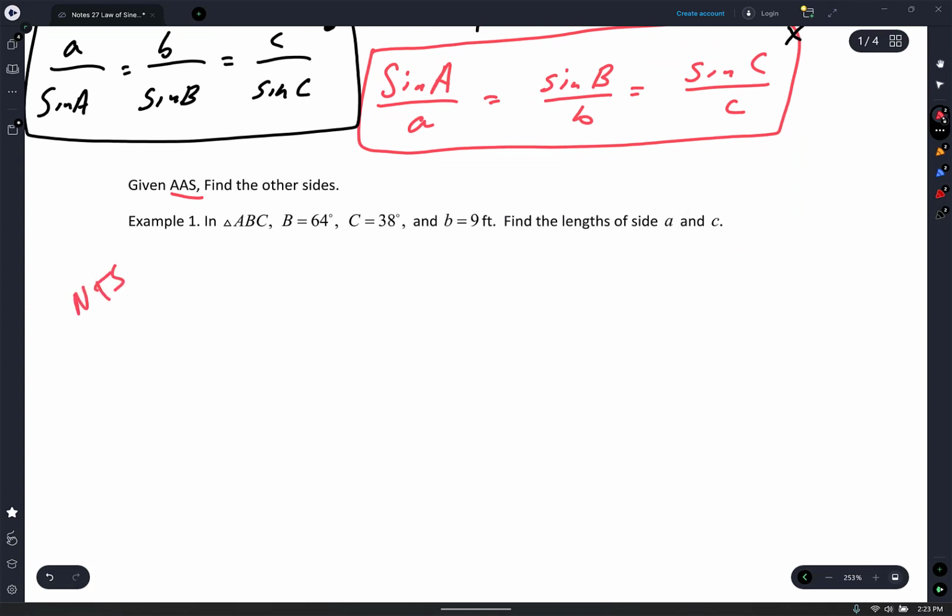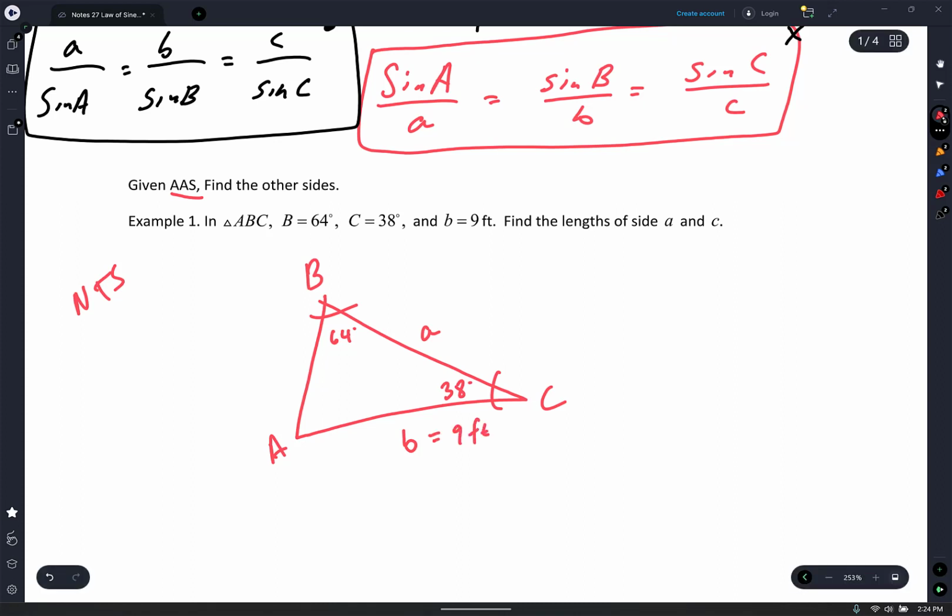Not to scale. Draw a triangle ABC. Actually, let me put the B down here because I like the base to be at the bottom. So here's little b, here's little a, here's little c. It tells me angle B is 64 degrees, so I put 64. And it tells me angle C is 38 degrees, so I put 38. And it says little b is 9 feet, so I'm going to put 9 feet. And it wants me to figure out side A and side C.